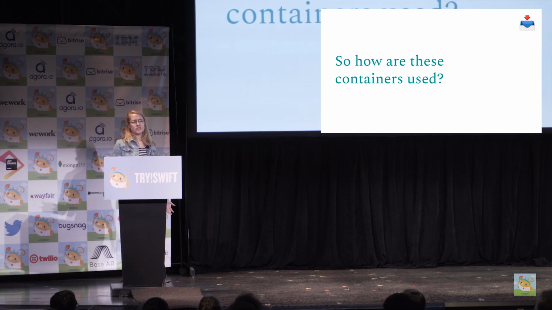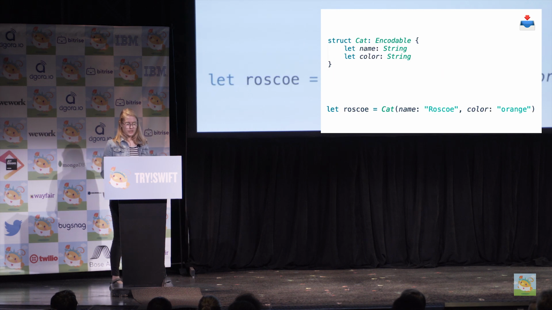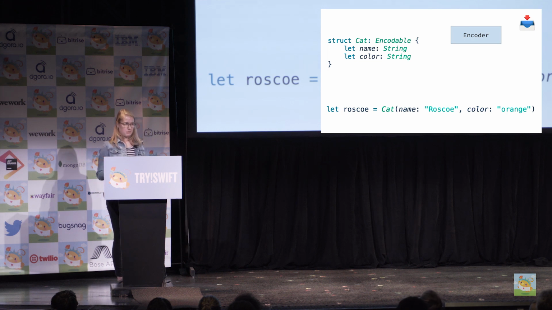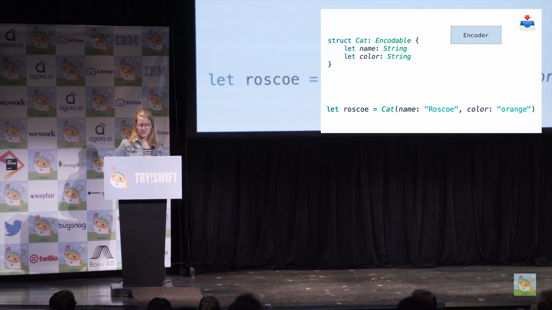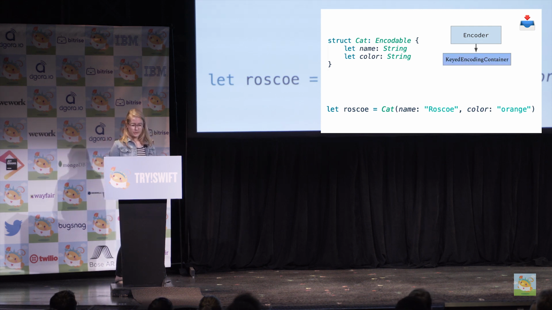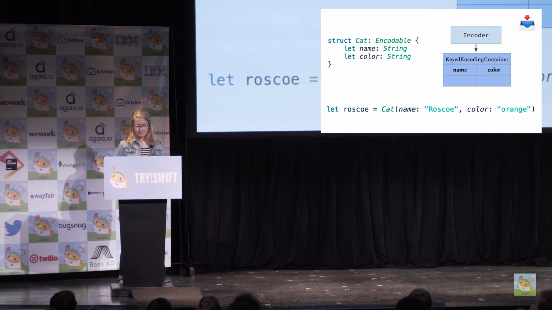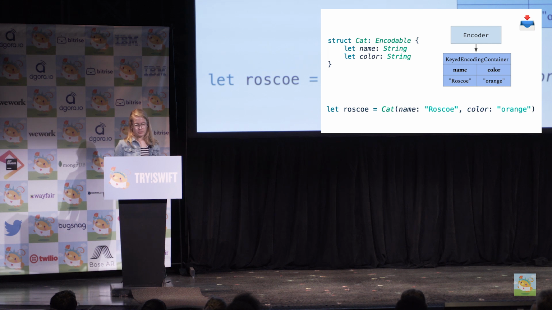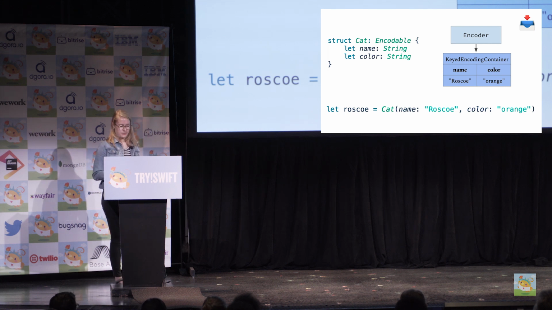But how do you actually use these containers? So let's revisit our cat example. In this case, we want to encode this name and color to the encoder. And so we have these 2 properties, so it seems like it's probably a good fit for a keyed encoding container, where the keys would be name and color. And under name, we'd want to put Roscoe in, and under color, we'd want to put orange. So that's how cat sort of gets translated into containers in this case.